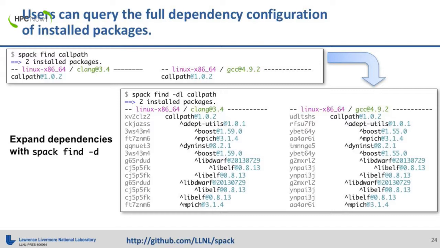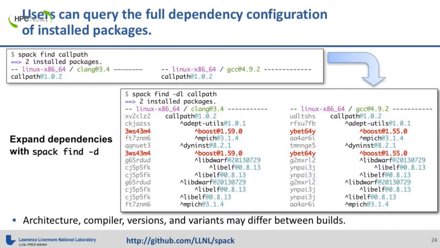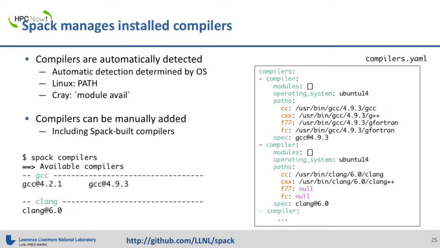The hashes are the unique identifiers for the configurations. And this allows you to see things like, oh, okay, when I tried to link against this version of callpath, it didn't work. And that's because this one uses boost 1.55 and the other one uses boost 1.59. So you can go and introspect things at a very deep level once they're installed.